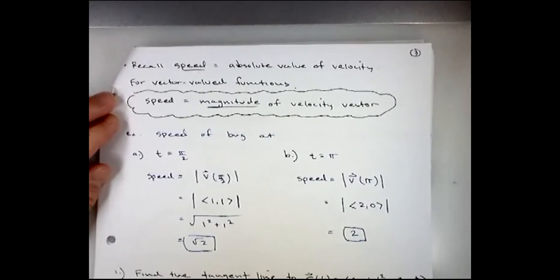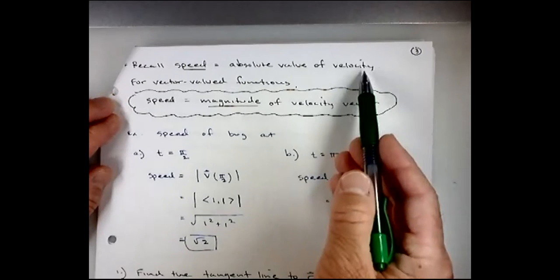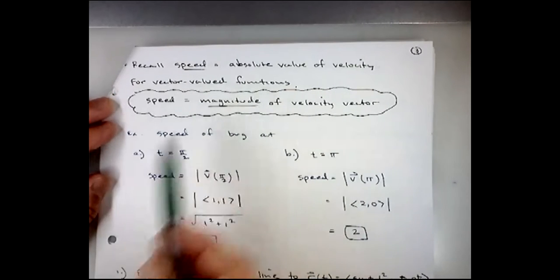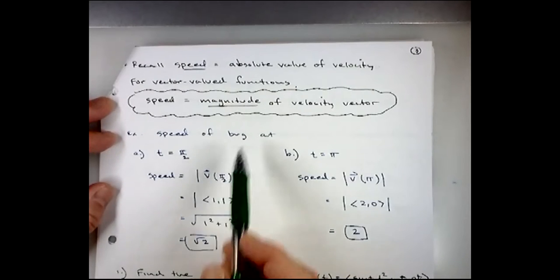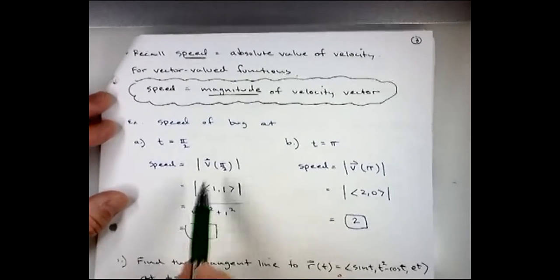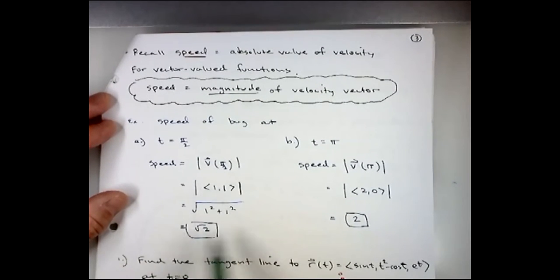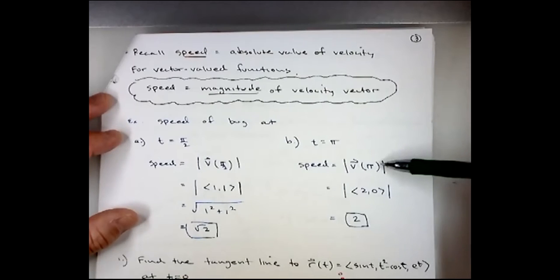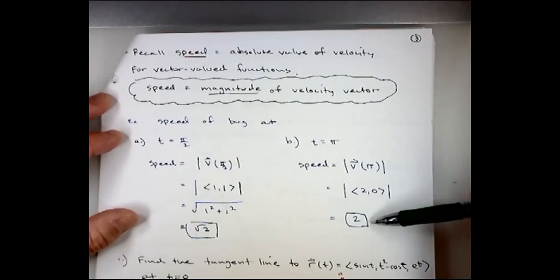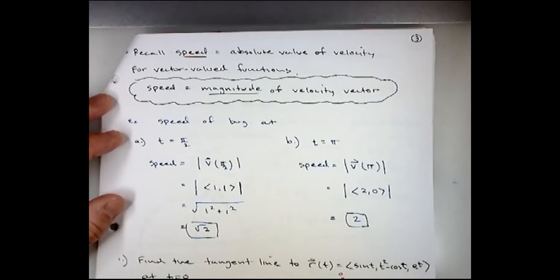Oh yeah, and remember that what is still true, speed we've learned is the absolute value of velocity. For vector valued functions, that would be the equivalent to the magnitude of your velocity vector. So if we wanted to find the speed of the bug at pi over 2, we would take the magnitude of our velocity vector at pi over 2, which was 1, 1, and the bug is traveling at a speed of root 2, whatever units. At t equals pi, my velocity vector was 2, 0. The magnitude of that is 2. That would be the speed of the bug when t is pi. So it's faster, right? That's bigger than this.